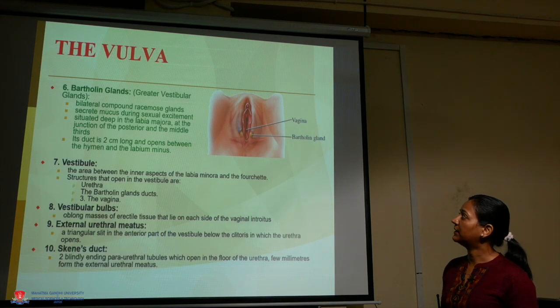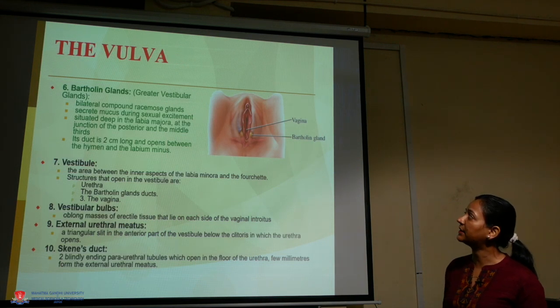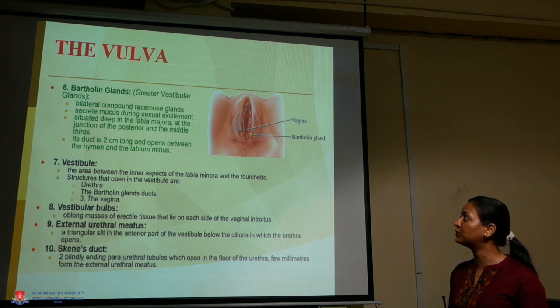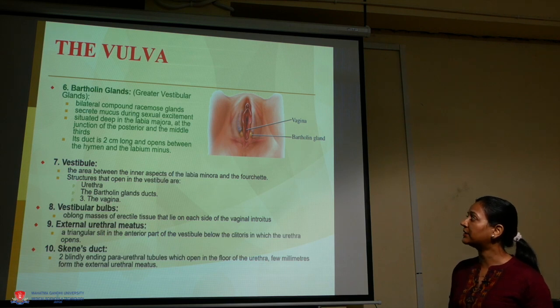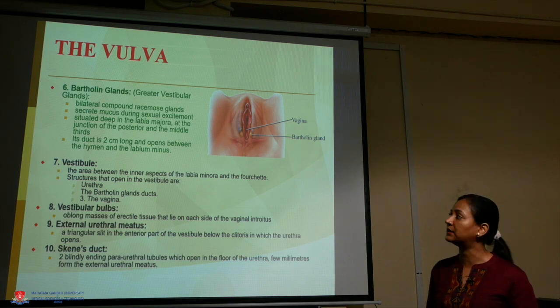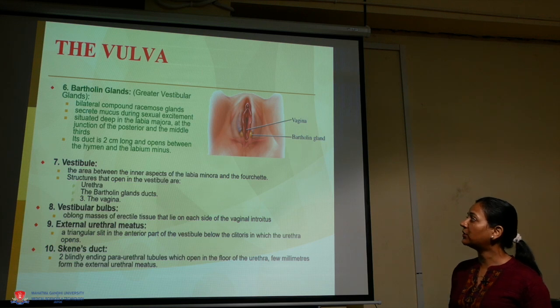Then comes the Bartholin glands. The Bartholin glands are the greater vestibular glands. They are bilateral compound racemose glands. They secrete mucus during sexual excitement, situated deep in the labia majora at the junction of the posterior and the middle thirds. Its duct is 2 cm long and opens between the hymen and the labium minus.